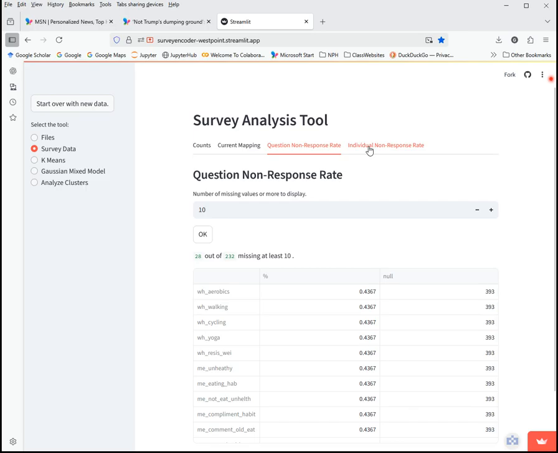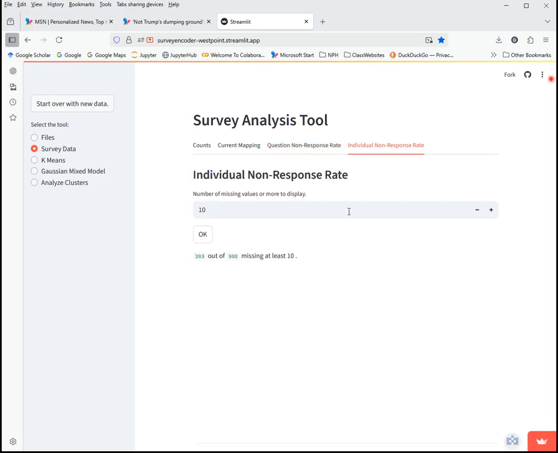When you're looking at individual responses, you can make this number bigger, or you can go in and change it to 50. So 0 out of 900 actually. I have 900 respondents in here, and none of them didn't answer at least 50. So go back and change this to 25. And you can see what it is, because we've already looked at it in the question non-response way.